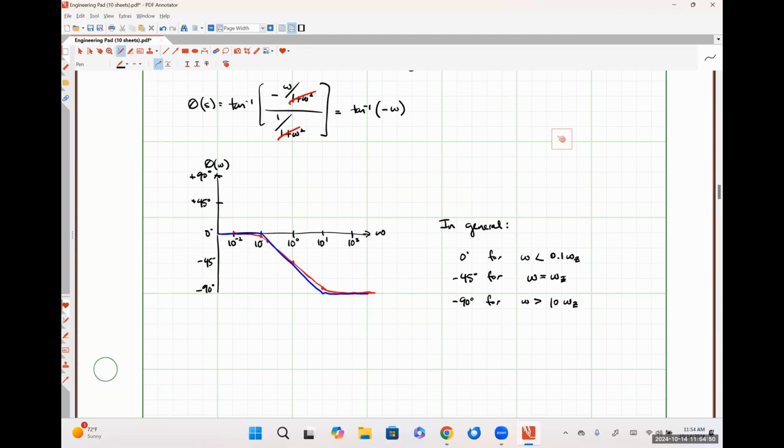So for instance, if we had a transfer function where we had 1 over s plus 1 times 1 over s plus 1,000, we'd see this start to transition to another one, and we'd hit negative 135 degrees at s equal to 1,000.